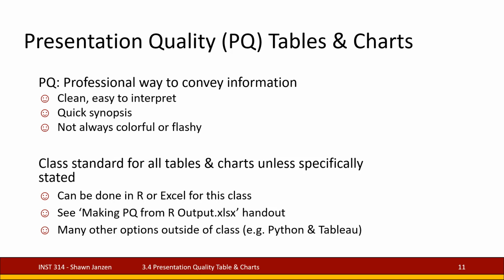There is a file in the ELMS directories called Making PQ from R output, and it's a step-by-step that shows how, from when you generate the output in R, you can copy it and paste it into Excel, and that's how you can go ahead and make a table. And once you have the table, you can go ahead and make a chart and things like that.